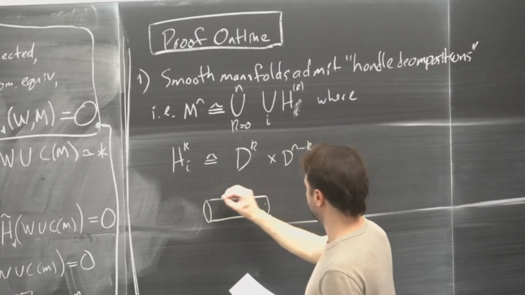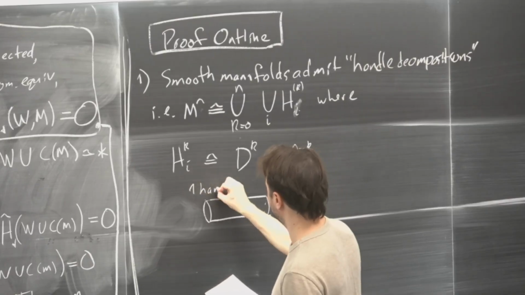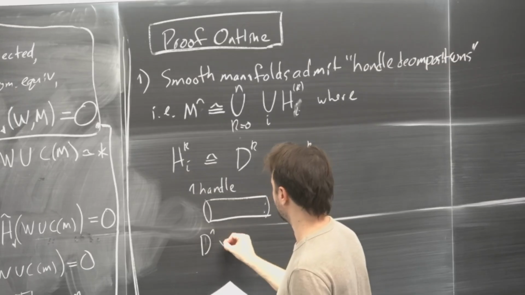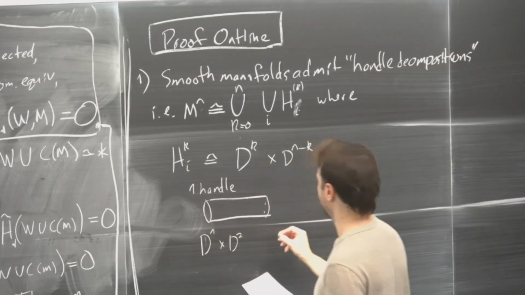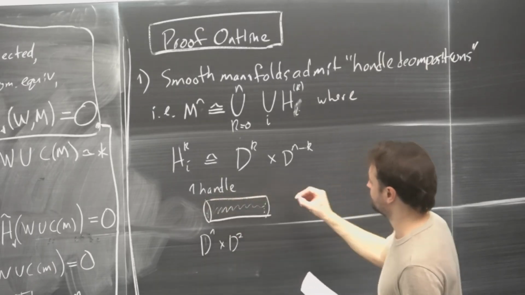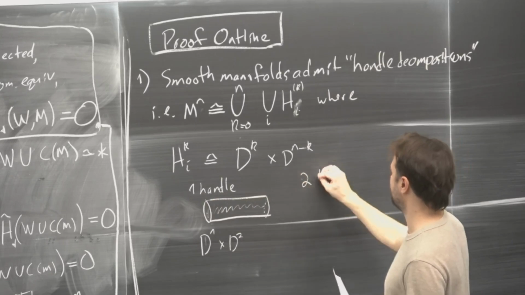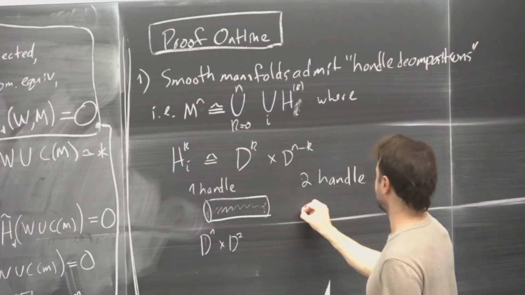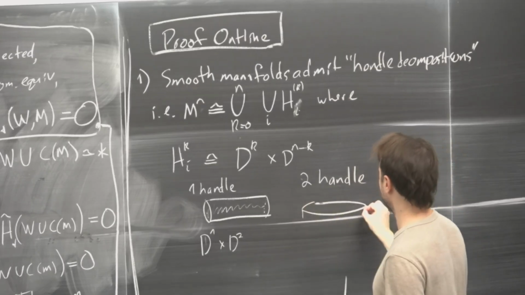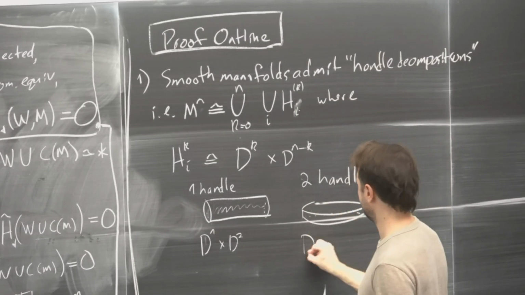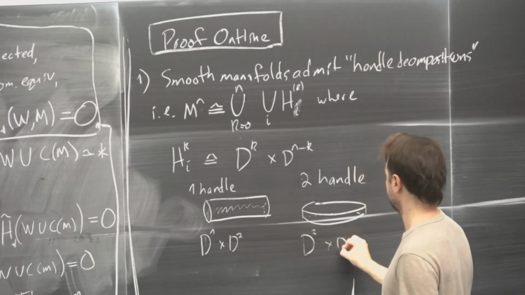So, for example, do the one handle. A 1-handle in dimension 3 is D^1 × D^2. So it's a solid product. And for example, here's a 2-handle, actually the exact same manifold, but you're looking at it from a different perspective: D^2 × D^1.